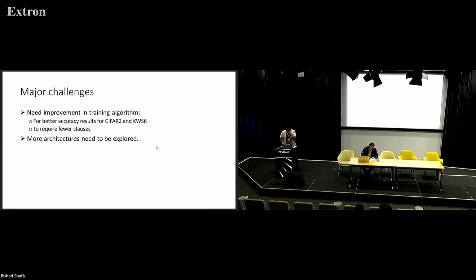So I think what we found out, the most important challenge is that we need better accuracy, and also we need fewer clauses. The fundamental idea of proposing this was to reduce the chip area. If we end up using more clauses to achieve the same kind of accuracy, then it's counterintuitive to our objectives. So we need to improve the training algorithm. We may need to invent a new training algorithm for 3-action automata, and maybe explore other kinds of architectures with respect to Tsetlin automata.